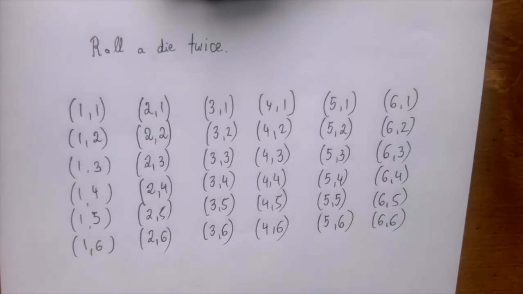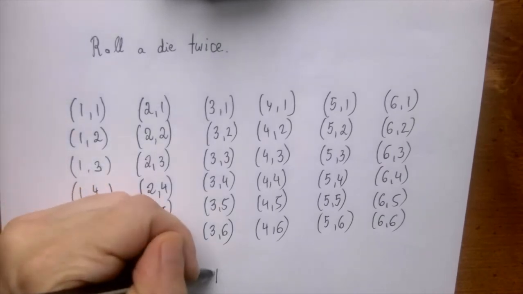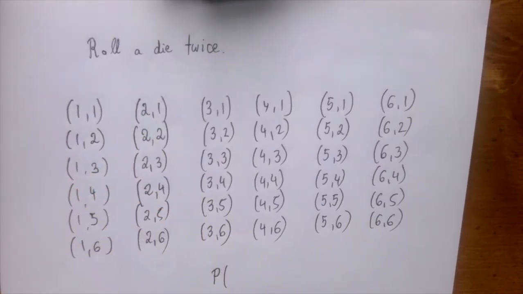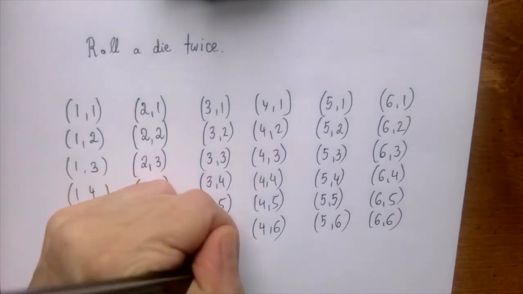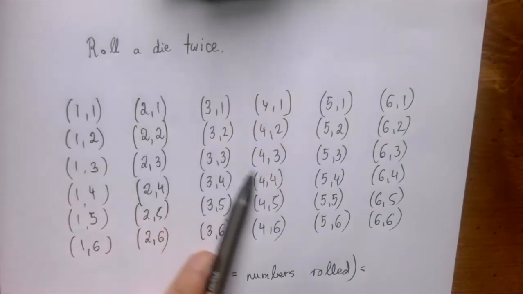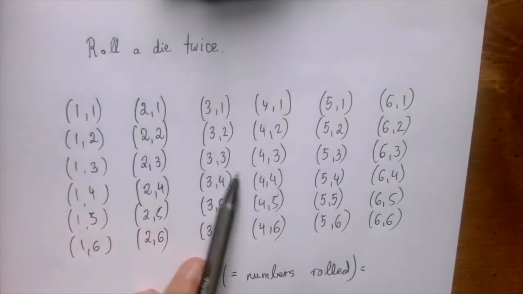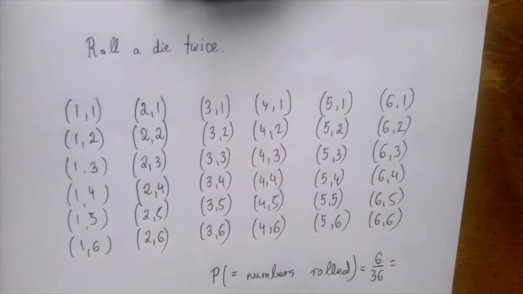So now let's have some probability questions. And maybe way down the road we're gonna look at complicated formulas, but at this point it's just how many out of how many. So let's say, what is the probability that the first number rolled is equal to the second roll? So equal numbers rolled. Well, we can just find them. It's this diagonal, right? 1,1, 2,2, 3,3, 4,4, 5,5, 6,6. So that's 6 out of 36, or 1 over 6.